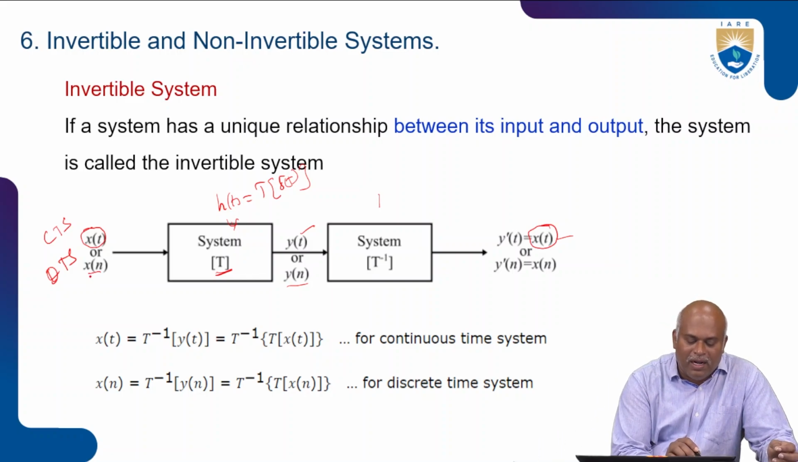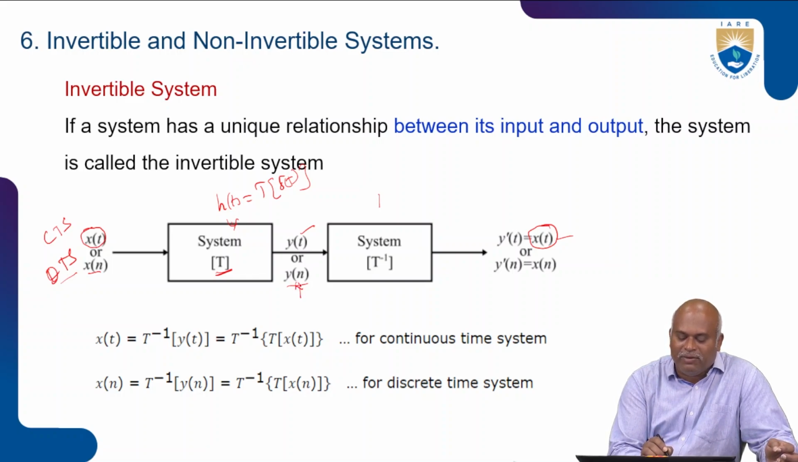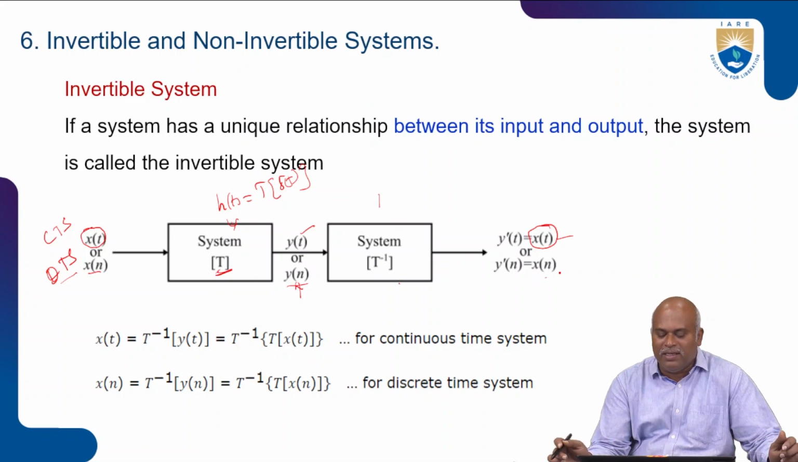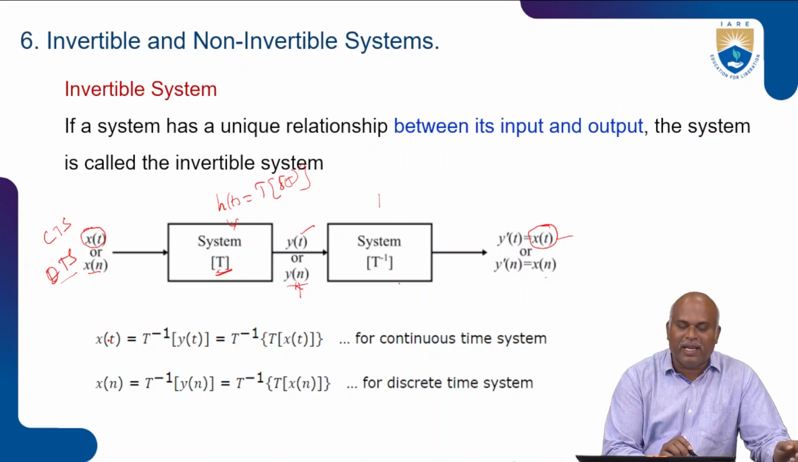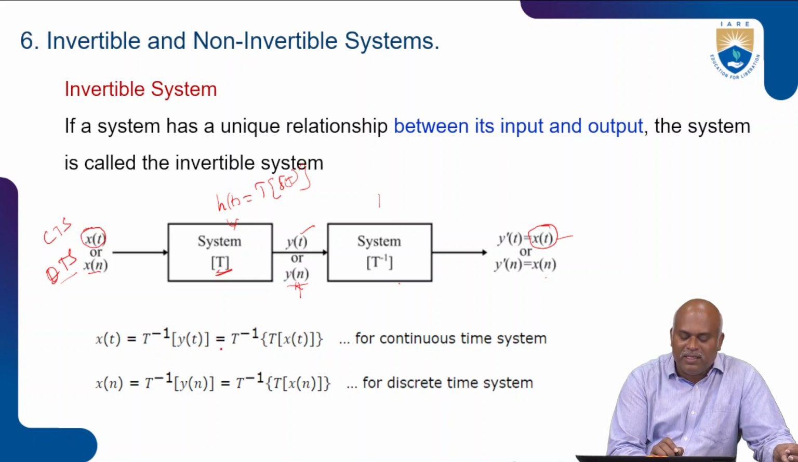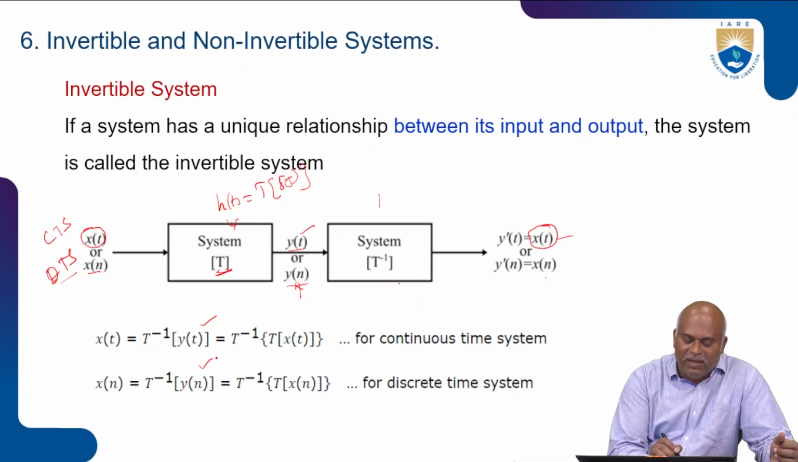Or if you take a discrete time signal x of n, the output is represented as y of n, the system function output. If you take the inverse, it produces the output x of n. This kind of system is called an invertible system. Here I take the example: x of t is equal to T inverse of y of t, which is T inverse of T x of t. This y of t is equal to T x of t for the continuous time system. For the discrete case, x of n equals T inverse of y of n, which is T inverse of T x of n. This y of n is equal to this one.